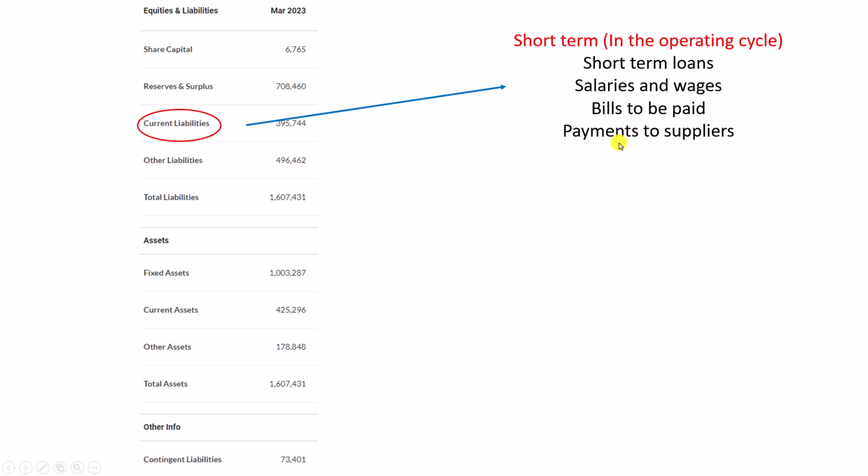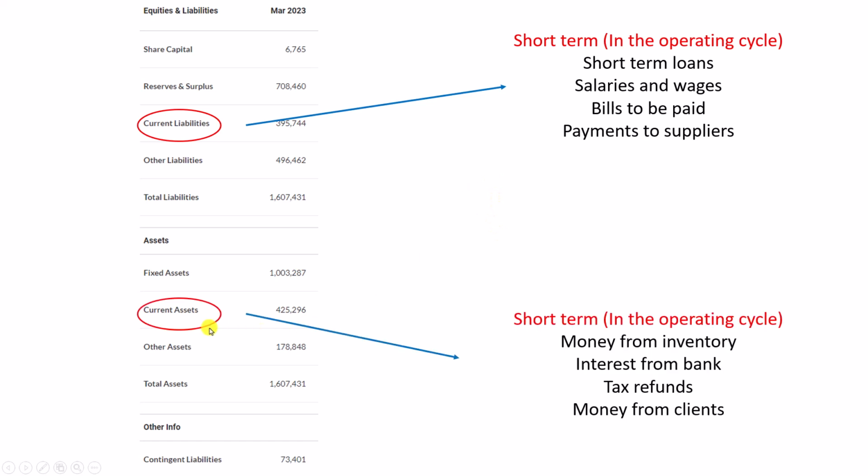So if any payment of such sort is pending, then it falls under the category of current liabilities. Okay, so short term obligations, whatever the company has, that comes under the category of current liabilities. Okay, next, current assets.